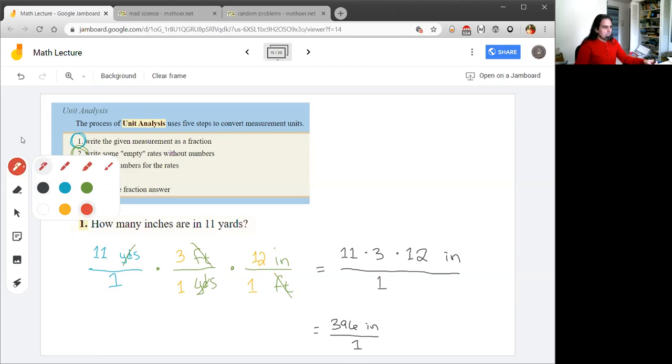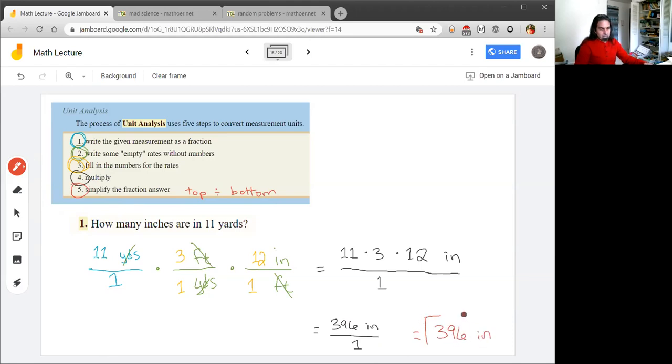The last step, how do you turn a fraction into a decimal? You do top divided by bottom. In this case, it's quite trivial because it's over 1 anyway. And we're done. So all we've done is a times 3 and a times 12. This whole process was just so we can't be confused. We know that there's a 3 from 3 feet per yard. We know there's a 12 from 12 inches in a foot.